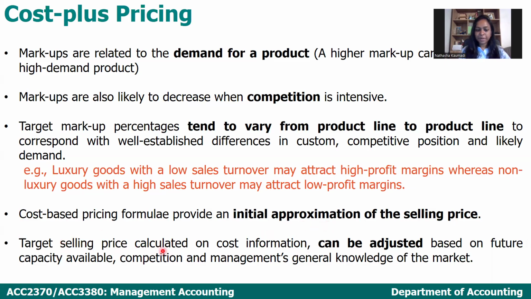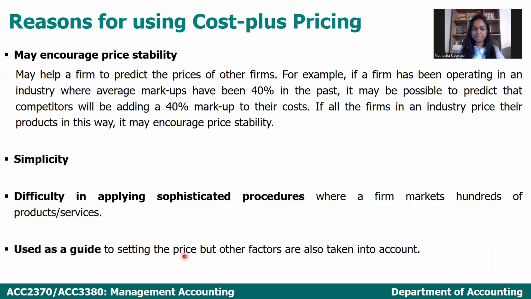And then the target selling price calculated on cost information can be adjusted based on future capacity available, maybe the competition in the market, or the management's general knowledge of the market. So you can always adjust the target selling prices you have calculated based on cost. And when the cost is changing, you can always adjust the selling prices. So these are different points to be elaborated under cost plus pricing.